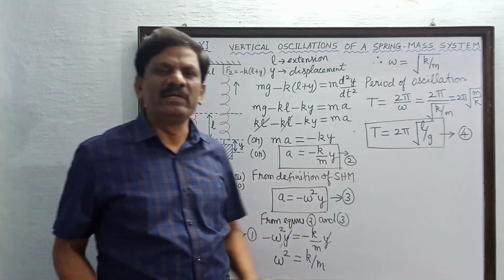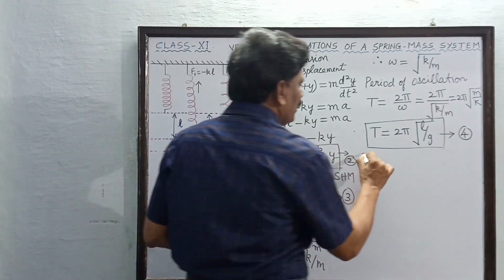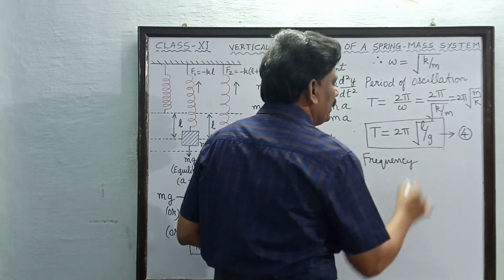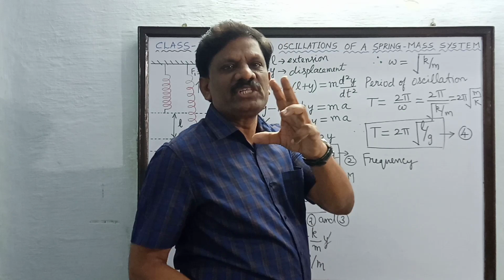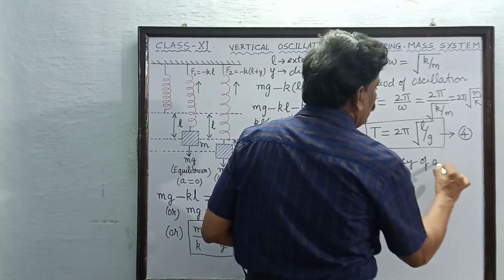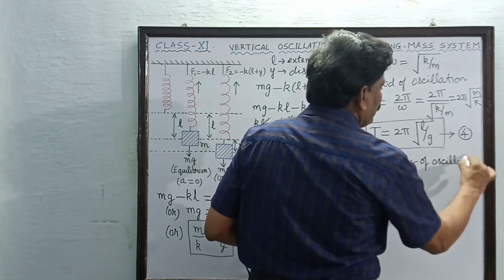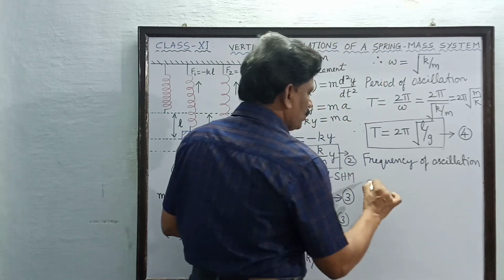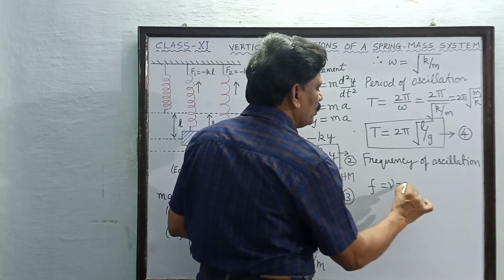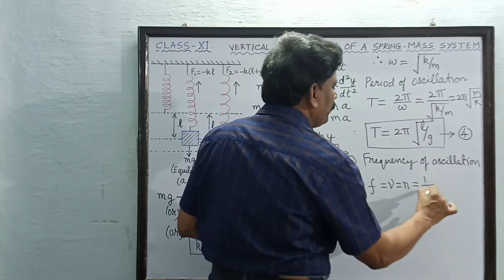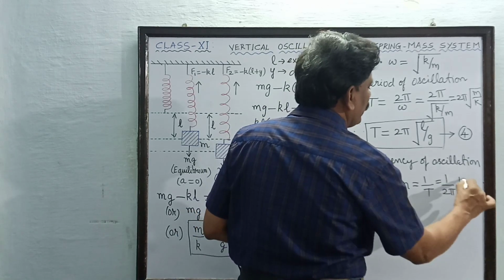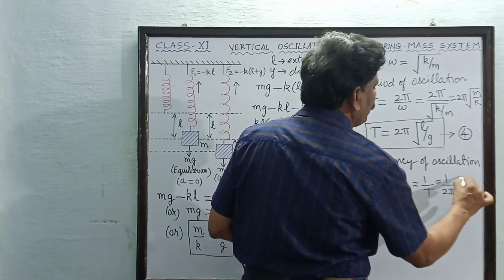What next is we have to derive an expression for the frequency. So, frequency of oscillation is defined as the number of oscillations produced per second, and it is numerically equal to the reciprocal of the time period. So, frequency f, or nu, or n, is equal to 1 by T. So, this is equal to 1 by 2 pi into square root of k by m.